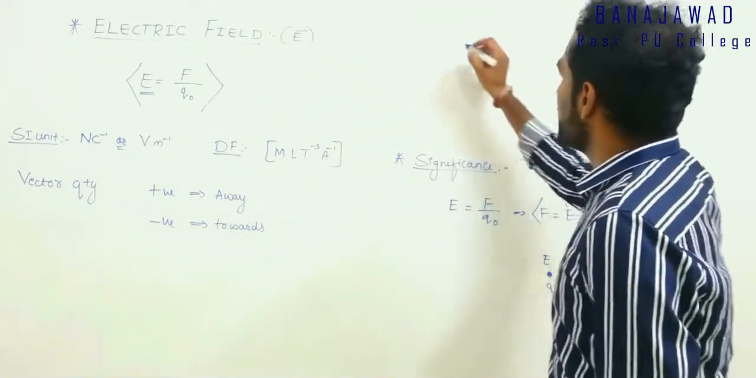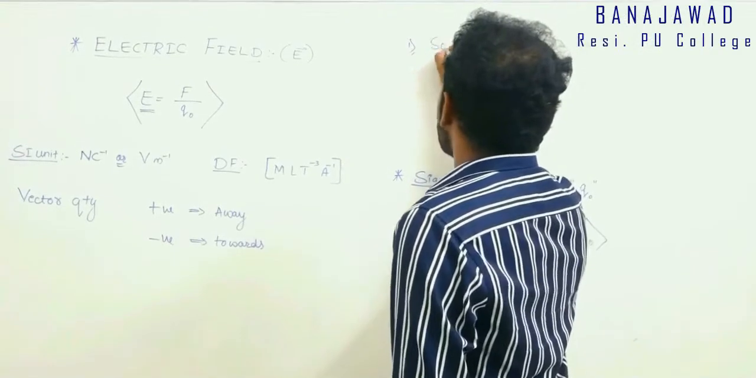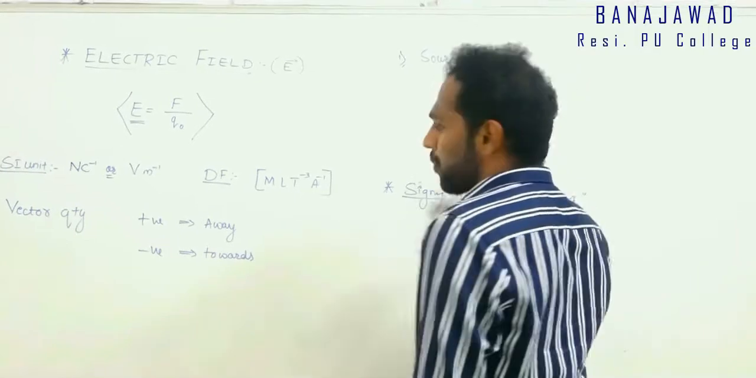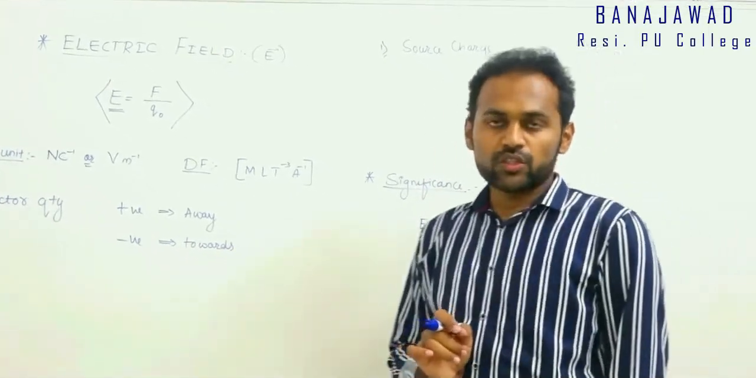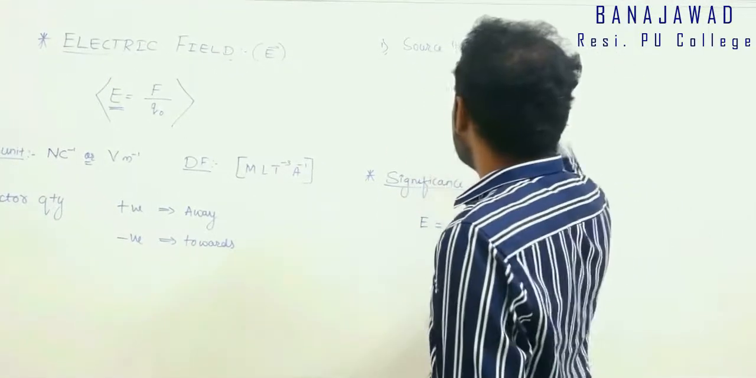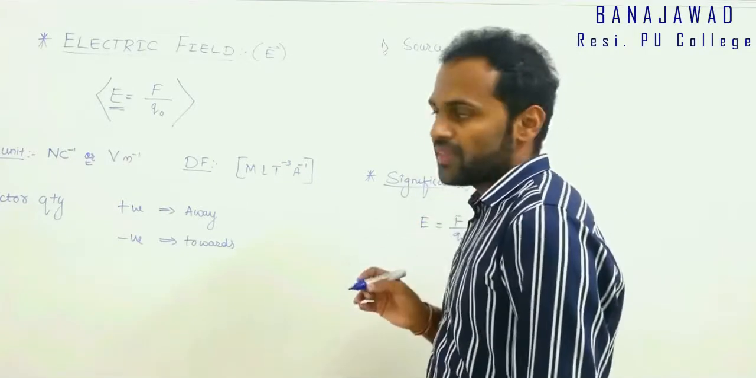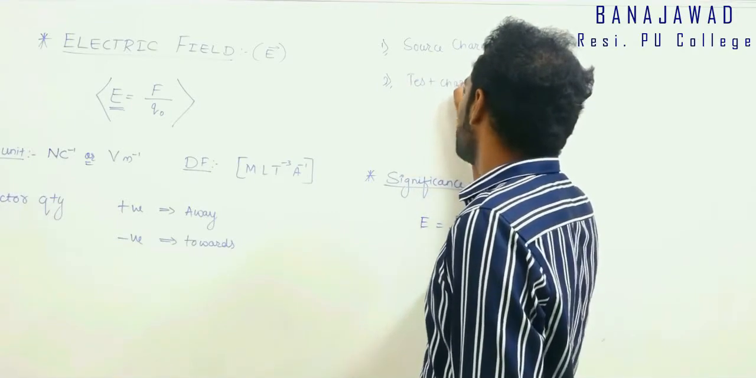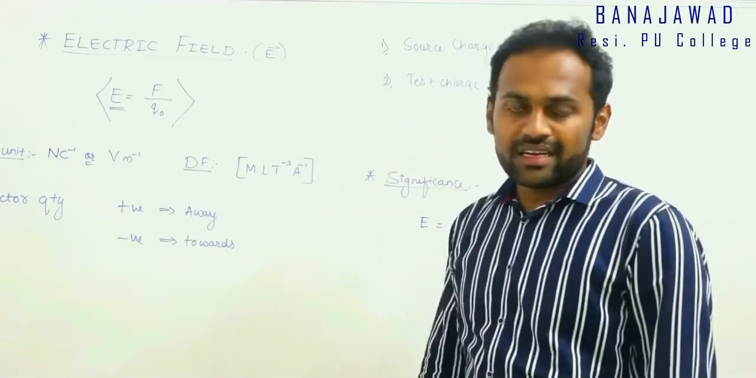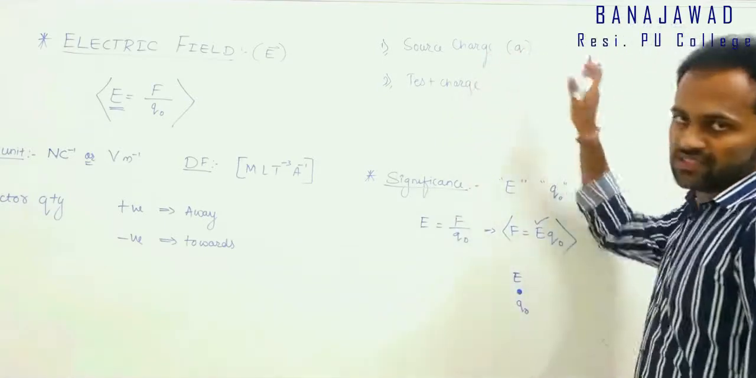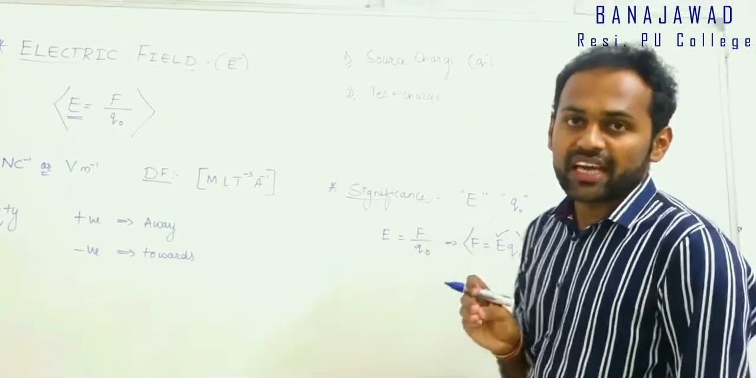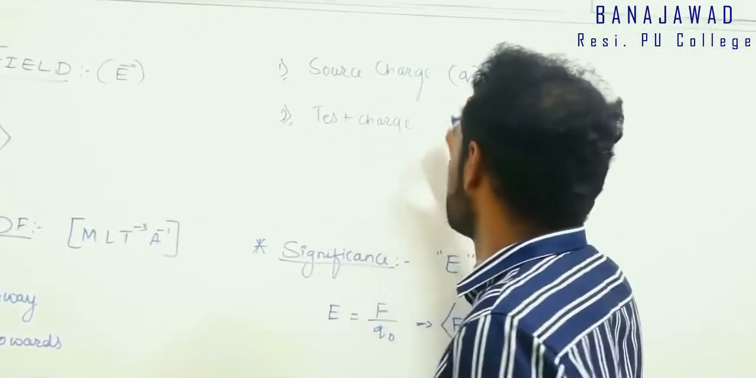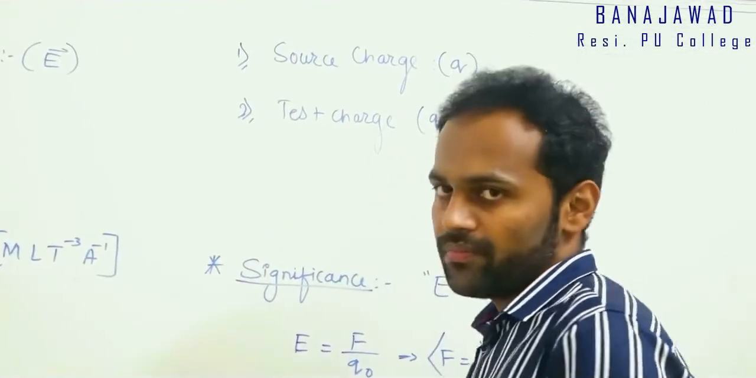See, the first one is source charge. Source charge means the charge which produces the electric field. Let me take it as Q. The second one is test charge. Test charge means the charge which tests the source charge, the charge which experiences the electric field of the source charge. That is test charge. Test charge is represented by Q0.